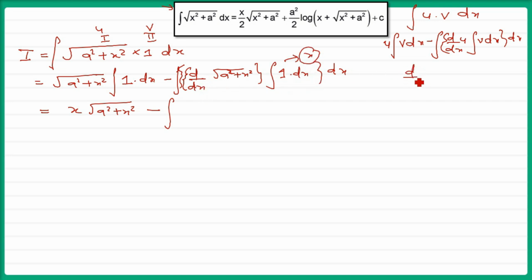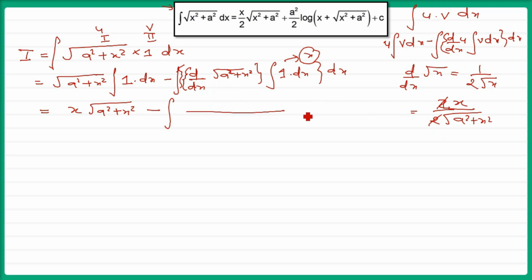Now d by dx of under root a square plus x square can be done separately because you know d by dx of under root x is 1 by twice under root x. So if you assume this under root a square plus x square as under root x, it will be simply 1 by twice of under root x. So under root a square plus x square I have written. Now you don't have to stop here. You have to differentiate a square plus x square also. What is the differentiation of a square plus x square? A square will be 0 and x square will be 2x. 2 you can cancel now.